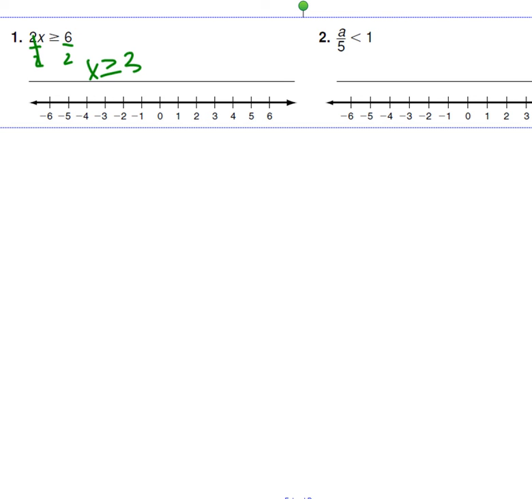So x is greater than or equal to 3. Closed circle or open circle? Closed, pointing to the right. So if it's a divided by 5, what would we do to both sides? Multiply both sides by 5.